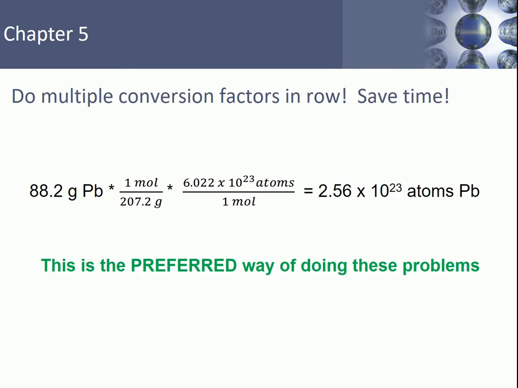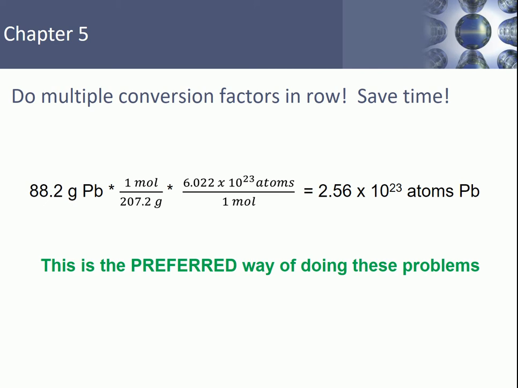Now I could have done this in one step, where the moles would cancel out and the grams would cancel out and I'd be left with atoms of lead. So that's the preferred way of doing it, just because it's faster and you can see all the units working out in one line. So I encourage you to do that. And that's how you convert from grams to atoms.